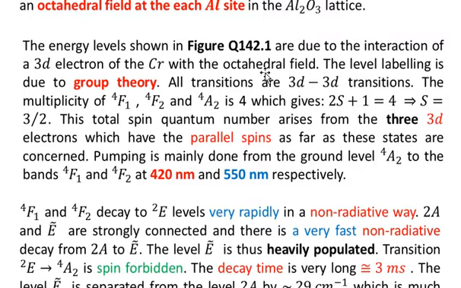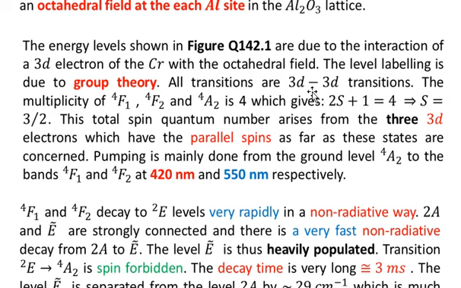The energy levels shown in figure 142.1, which I have just shown you, are due to the interaction of a 3d electron of the chromium with the octahedral field. The level labeling is due to group theory. So you see that these notations that we are using are due to group theory, and I am not presenting that here. So you must take these notations for granted.